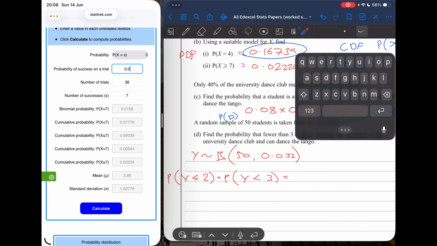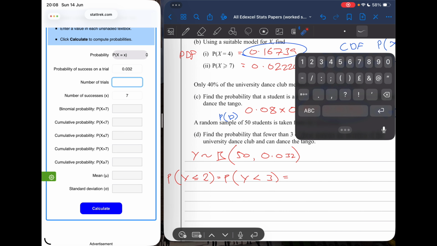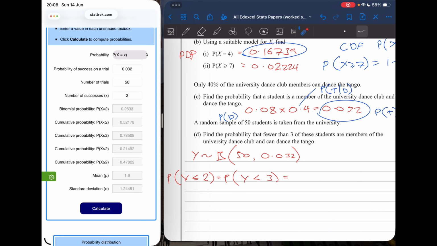Change this value. Success now is 0.032. Number of trials has changed to 50. And the number we're interested in, we could do 2 or 3. We'll do 2 just from the question, just from the CDF, so they can see it straight away. So less than or equal to 2. We have that middle number there, 0.78508. Does that look good? Looks very good. Spot on.